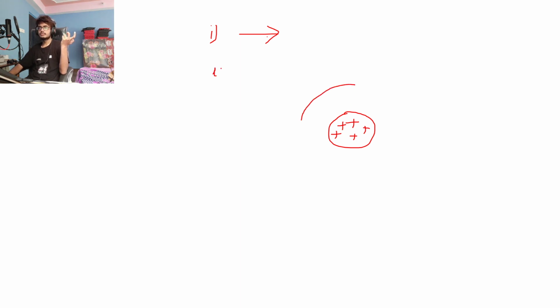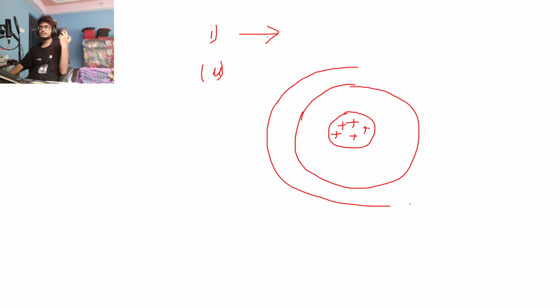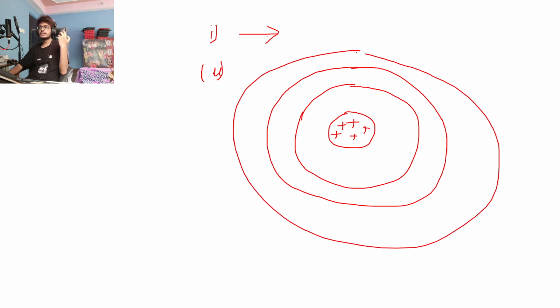The second postulate of Rutherford's nuclear model of an atom is that most of the atom is empty space. Most of the atom is nothing but empty space. And the third postulate is that electrons revolve around the nucleus in circular orbits. So these were the 3 postulates of Rutherford's nuclear model of an atom.